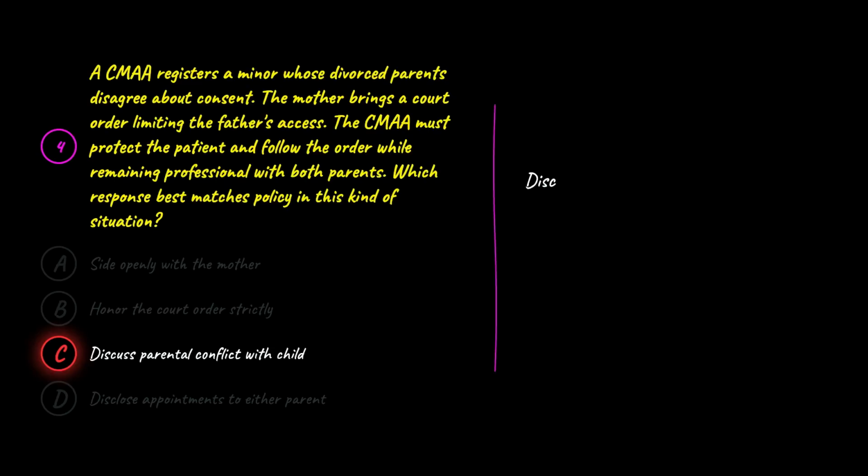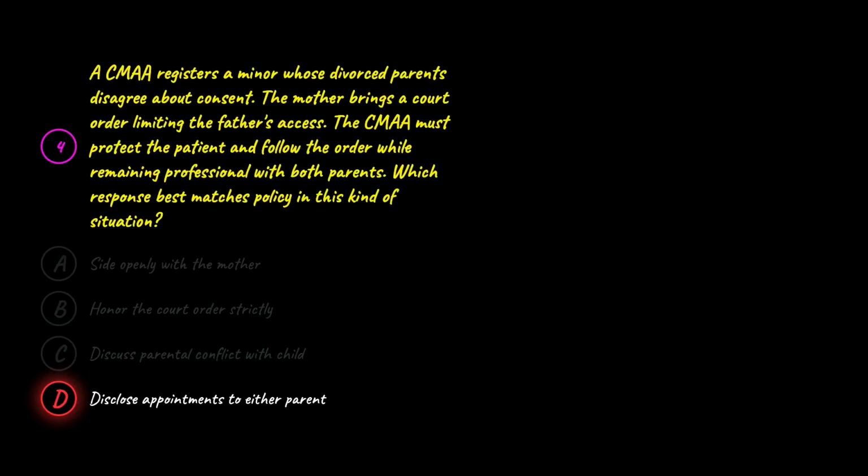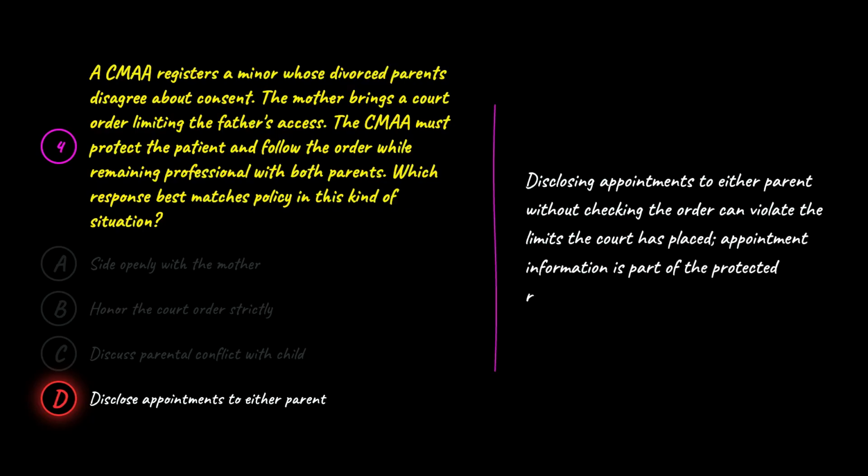C is wrong because discussing parental conflict with the child is harmful to the minor and inappropriate at the front desk. The CMAA's job is to protect the child from adult conflict during the visit. D is wrong because disclosing appointments to either parent without checking the order can violate the limits the court has placed. Appointment information is part of the protected record that must follow the legal restrictions.